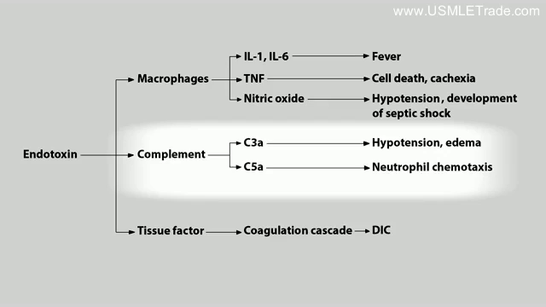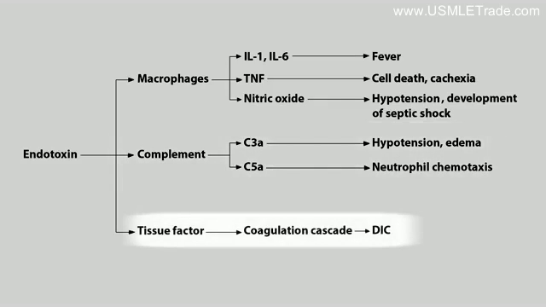And finally, endotoxin activates tissue factor, which will in turn activate the coagulation cascade. And this is why we see disseminated intravascular coagulation, or DIC, with gram-negative sepsis. You'll hear more about this in the hematology section, but I'll explain it here briefly. DIC occurs when microthrombi develop throughout the body, consuming platelets and coagulation factors in the process. And this depletion of platelets and coagulation factors can then lead to bleeding issues. So you see clotting and bleeding simultaneously.